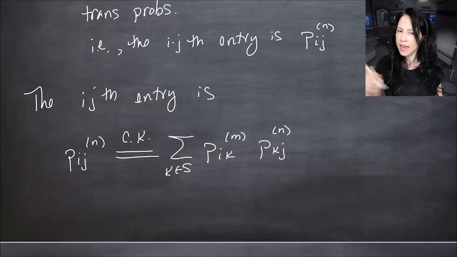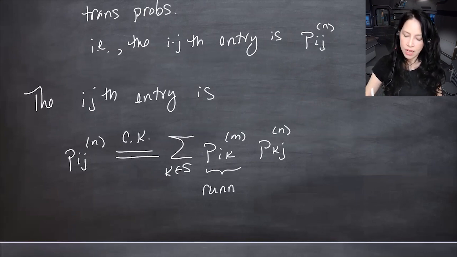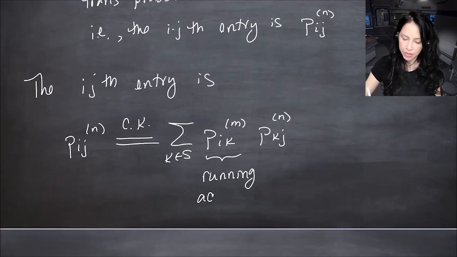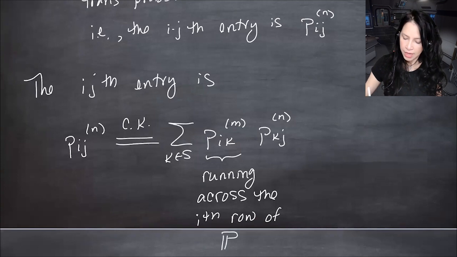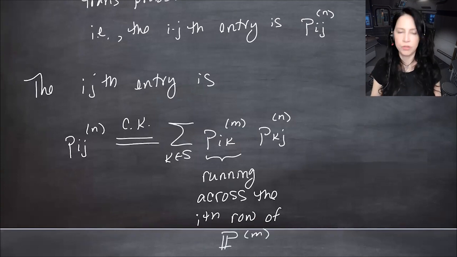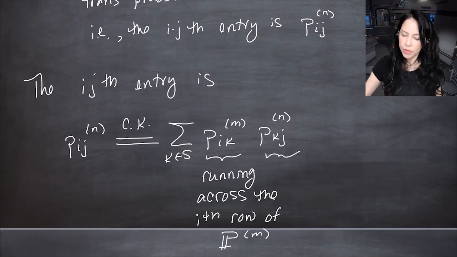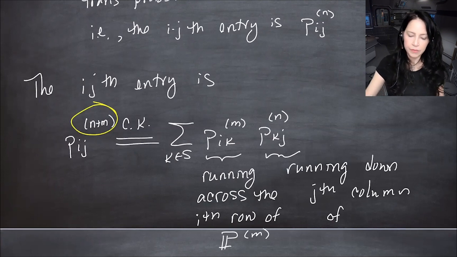But you can see now as k runs over the indices in this sum, this is running across the ith row of this capital P, super M, the matrix filled with m-step transition probabilities. And this one is running down the jth column of capital P super N. And then this is not true. So I'm going to go back up here and fix this.